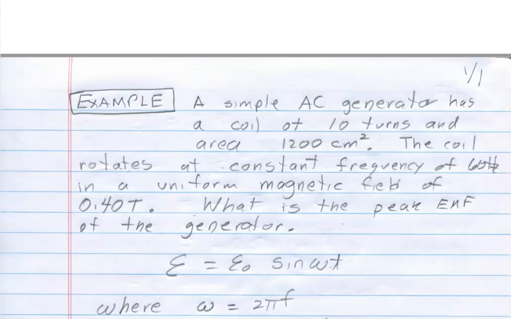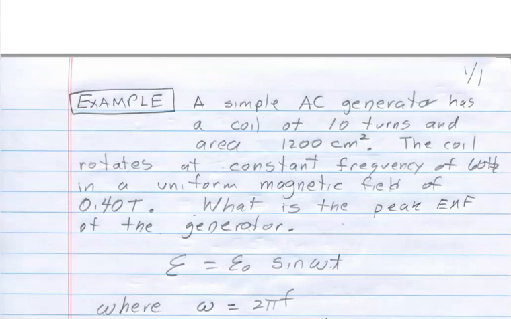Because generally the AC generators will have thousands of turns, and this one only has 10. But it has 10 turns, and it encloses an area of 1,200 square centimeters. And the coil rotates at a constant angular frequency of 60 hertz in a uniform magnetic field of 0.4 Tesla. And they want to know what's the peak EMF of the generator.